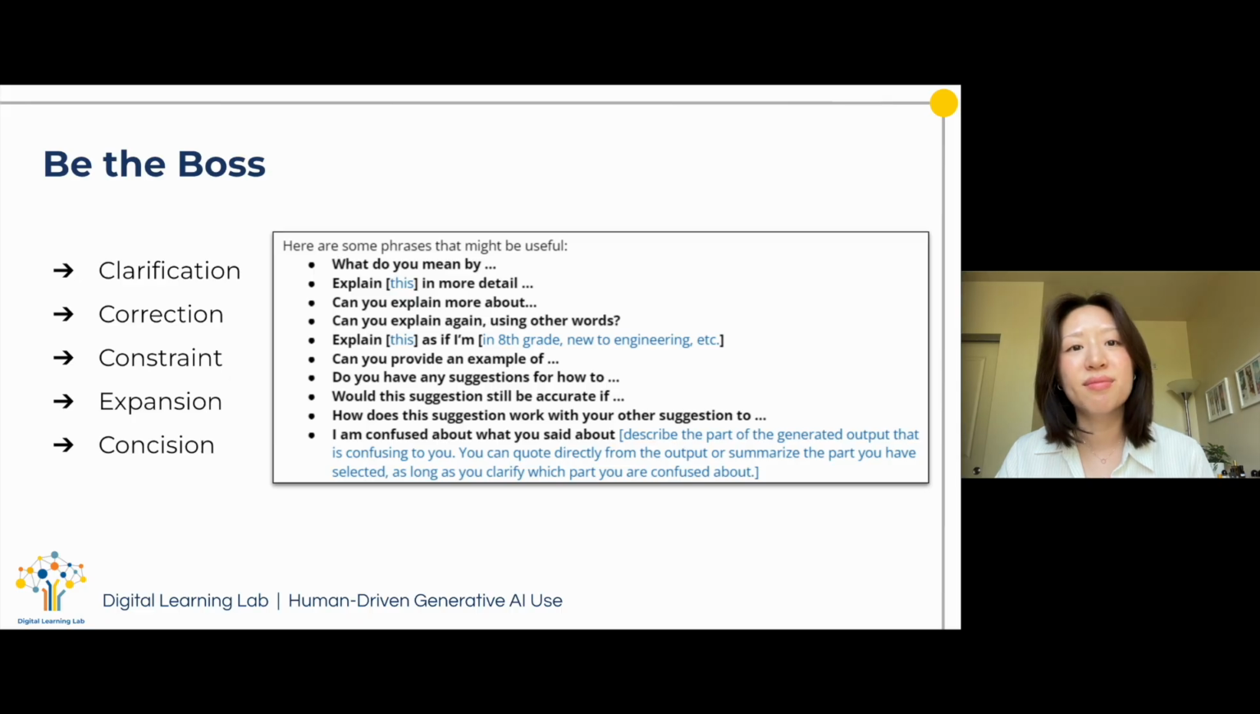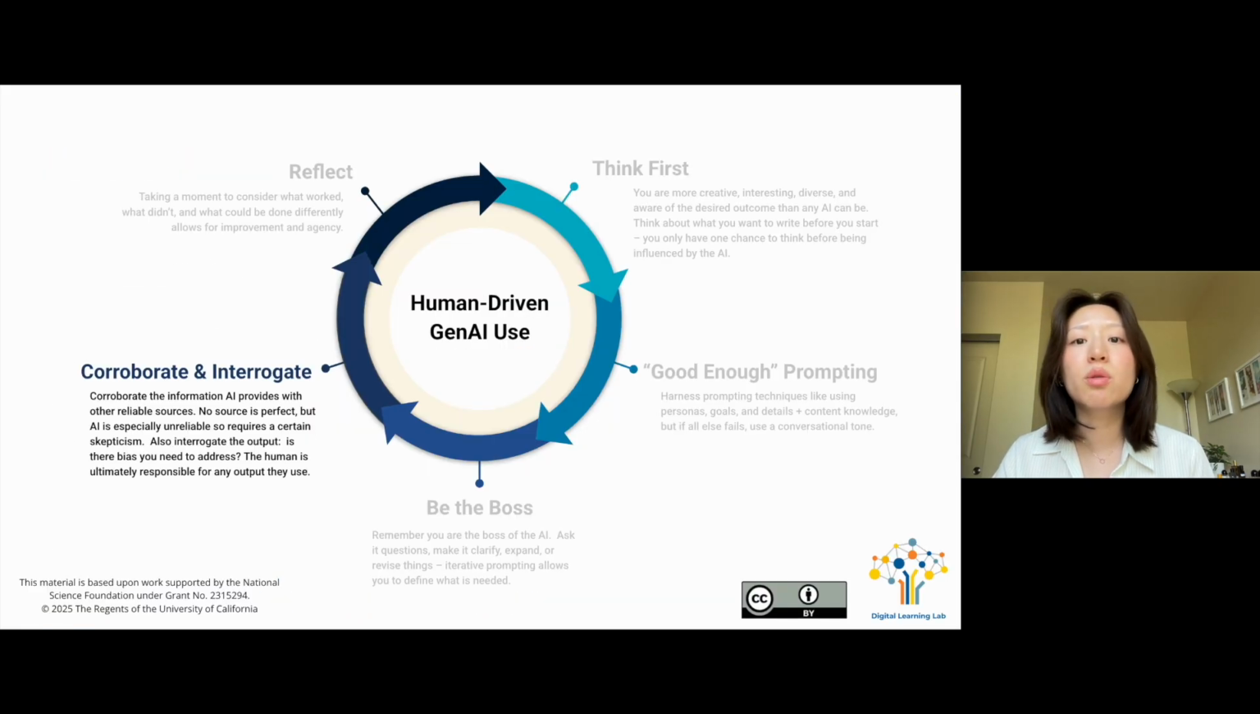The fourth step in the process is to corroborate and interrogate the AI output. Remember, large language models can be inaccurate and reflect biases. As the boss of the interaction, you are the one responsible for corroborating the accuracy and potential biases in the output. So make sure that you're always checking for original sources and triangulating across multiple sources. This is an important step even when you're not using generative AI.